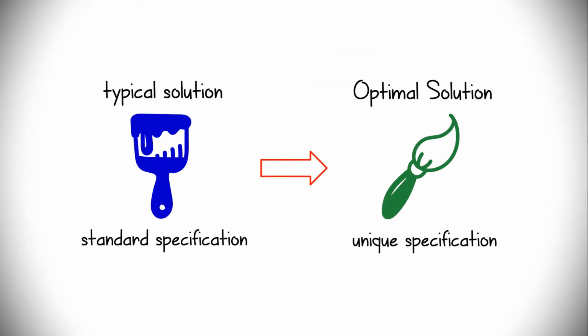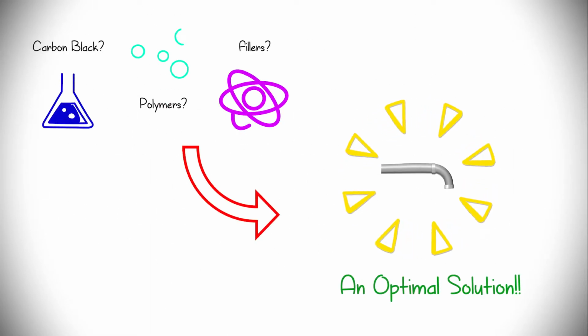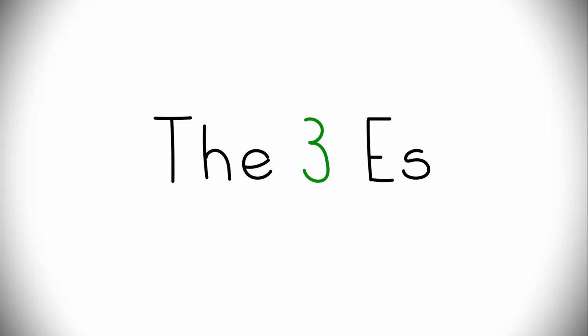How does Elite determine optimal solutions? Through a process we call Compounding Competence, which creates the roadmap we follow to arrive at the material that best fulfills that application's requirements. We start by gathering the answers to the 3 E's.